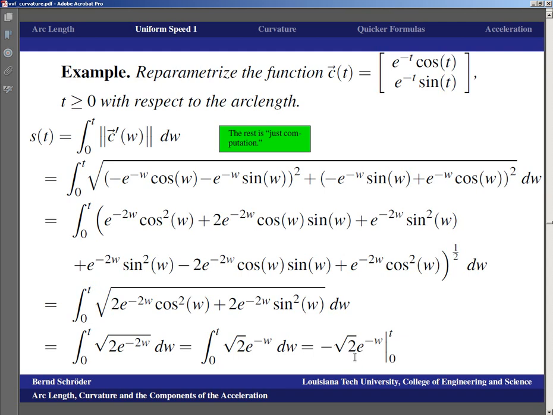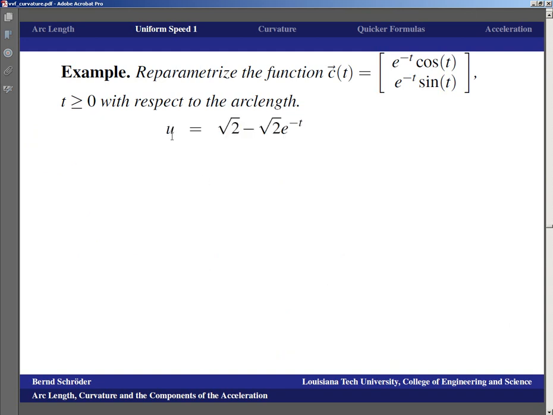So that's negative square root of 2 e to the negative w from 0 to t, because the antiderivative of e to the negative w is negative e to the negative w. And yeah, that at 0 is going to be root 2, and at t, it's negative root 2 e to the negative t. And so this is root 2 minus root 2 times e to the negative t. All right, so that's the u.